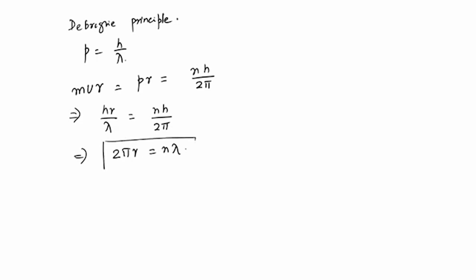Now, this is an important thing and can be physically interpreted. This tells you that an orbit of the particle should accommodate an integer number of wavelengths. It cannot happen that n is not an integer. Okay, so let me give you an example.